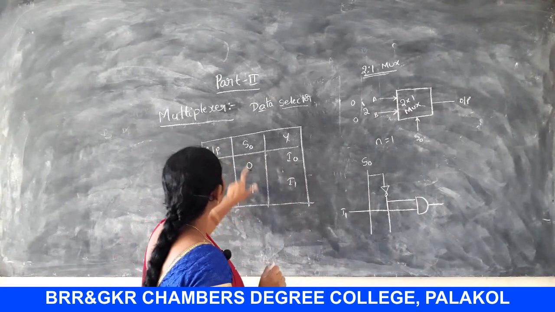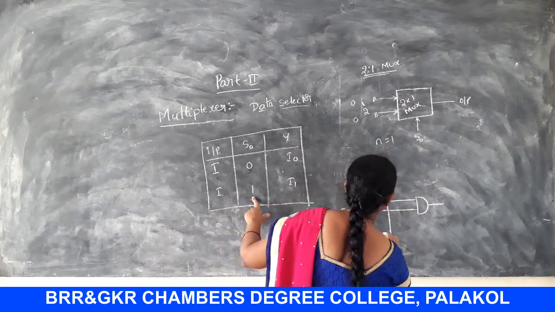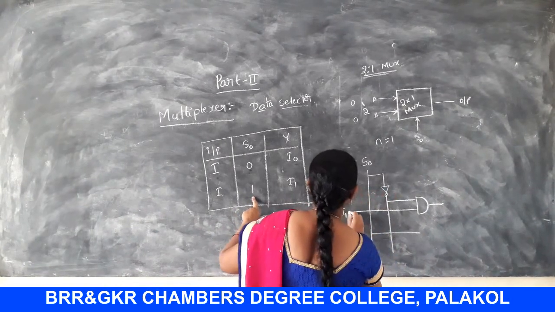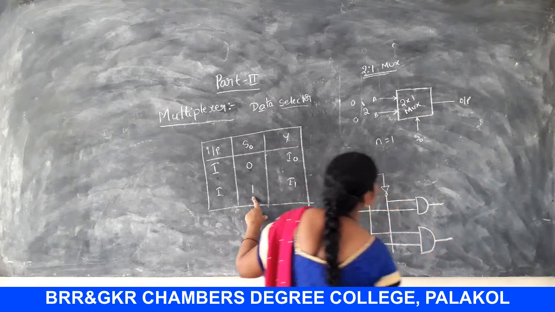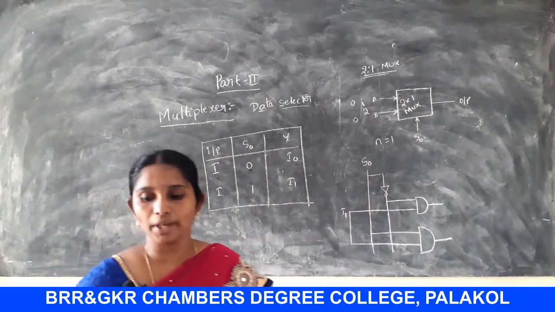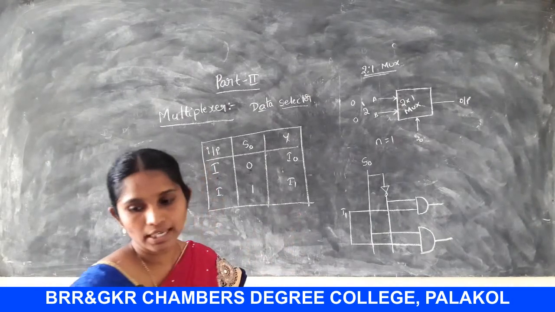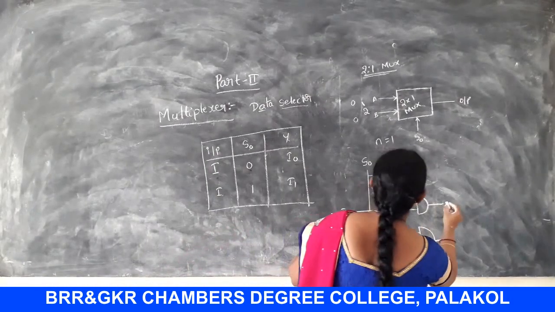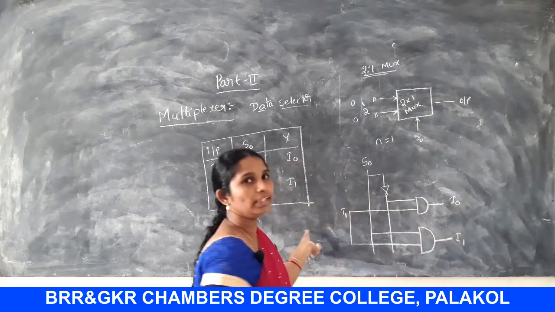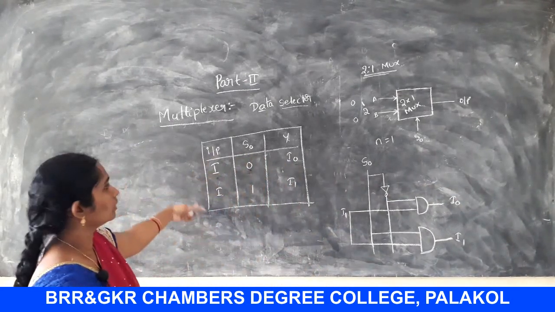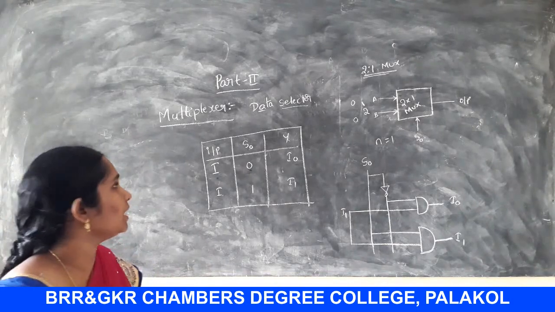And after that S1 is 1. So here this is the S1, and the same line is applied to this decoder. So in this way we have to implement the multiplexer here. Here this is I0 and this is I1. Likewise this is the diagram for this multiplexer. Next we will go to the 4x1 multiplexer.